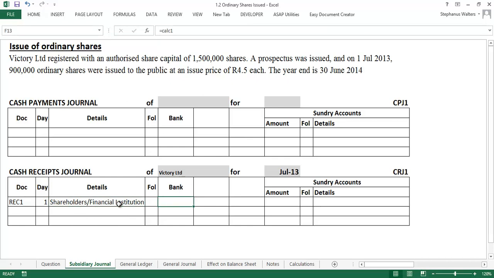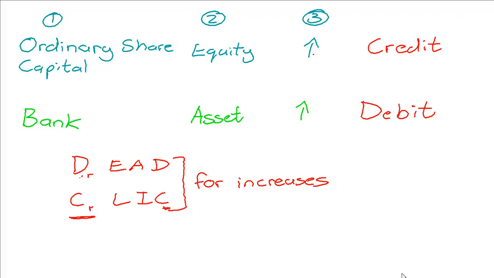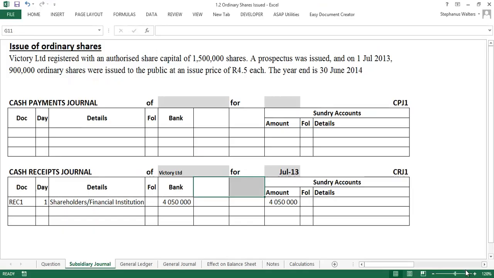And then finally, we need to put in the amount of the shares that we issued, the issue price times the number of the shares, which came to 4.050 million. All right, and we're going to put that in the sundry accounts column because it's not going to be an account for ordinary share capital. Okay, so my one account affected is bank. The other account is going to be ordinary share capital. And we're going to put that in the sundry accounts column, and we're going to write here ordinary share capital.